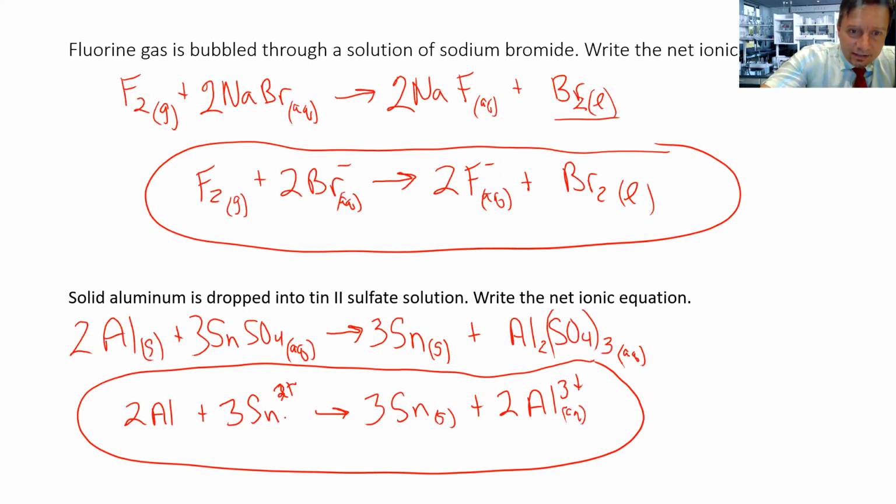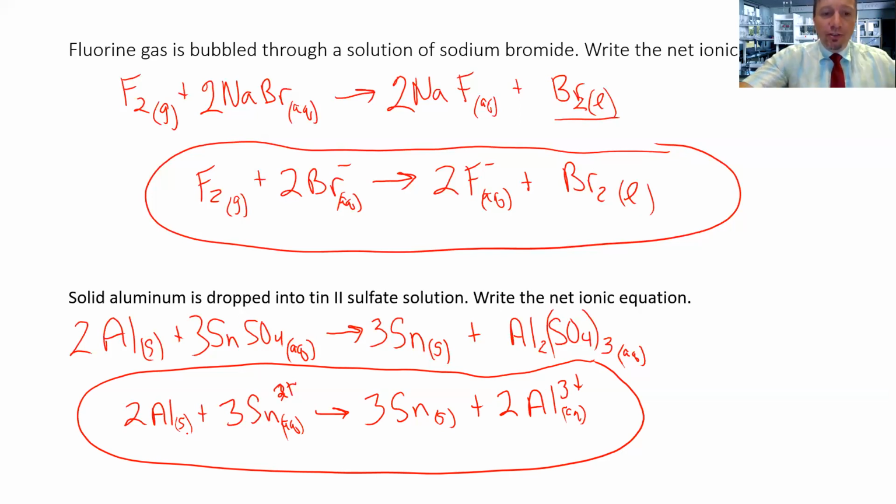This is aqueous, and this here was a solid. So this is my net ionic equation. So when I look at this, I have a 6 plus on the one side, and 2 and 3 plus is 6 plus. So I'm balanced, my charges are balanced, and my actual atoms are balanced.